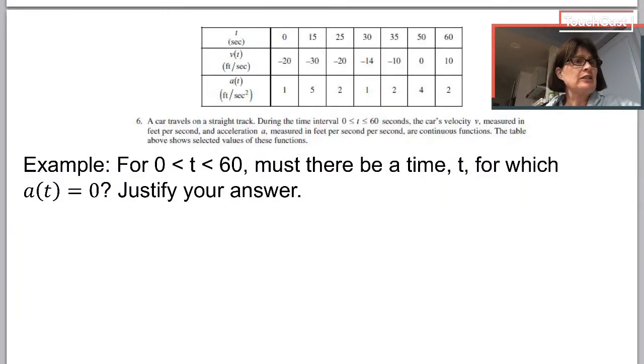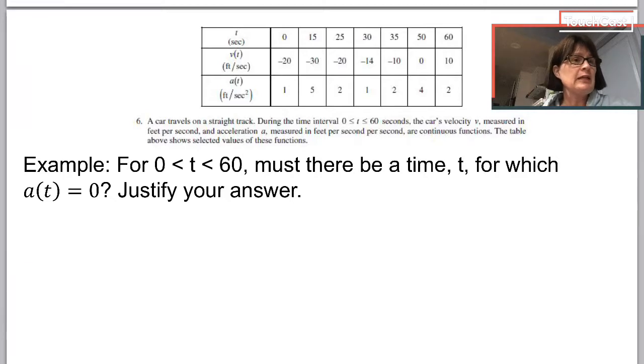All right, so here's an application of the mean value theorem that has a little bit more work to do. I have a car traveling on a straight track. I know the car's velocity is continuous. I know its acceleration is continuous. And you may have seen a question like this in your free response notebook, and we have this question: is there a time, does there have to be a time at which the acceleration is 0?